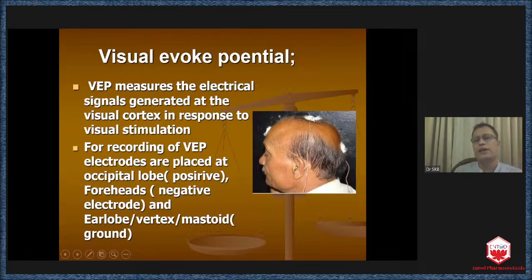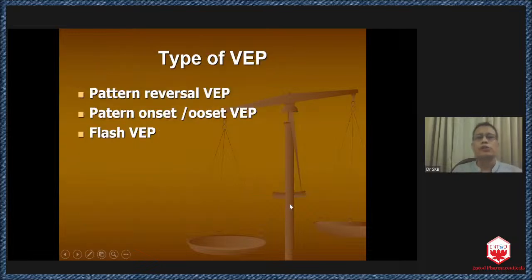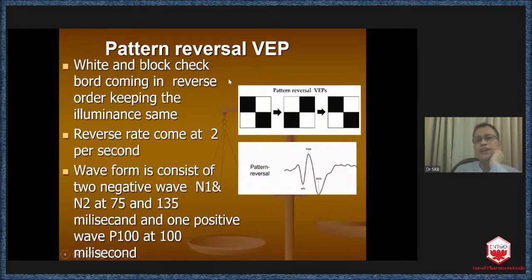You can apply it either with a vortex or with air loops. This is also called the ground or earthing electrode. So VEP may again be of three types: pattern reversal VEP, pattern onset-offset VEP, and flash VEP, where we ophthalmologists are mainly using pattern reversal VEP. What is pattern reversal VEP?